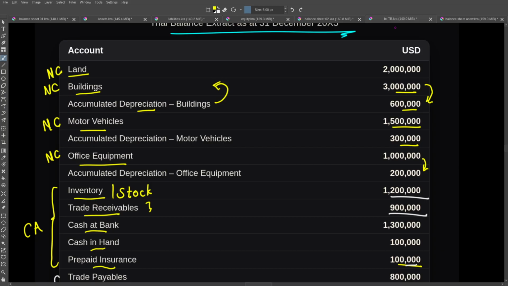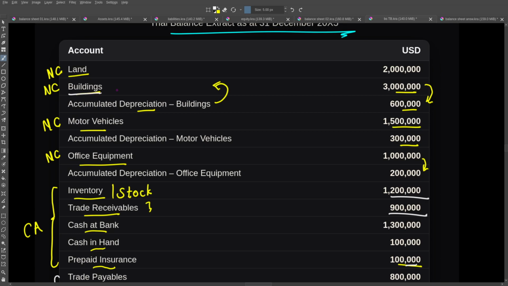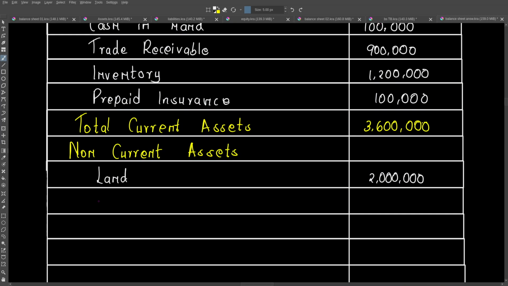So our non-current assets, we start with land. Remember, land does not depreciate. So we have 2 million of land. Then we have buildings. We have building 3 million. And because we need the net book value, we have to take 3 million, we less 600,000. So our carrying amount is going to be 2,400,000, okay? So here we are going to have buildings. Remember, we need the net book value.